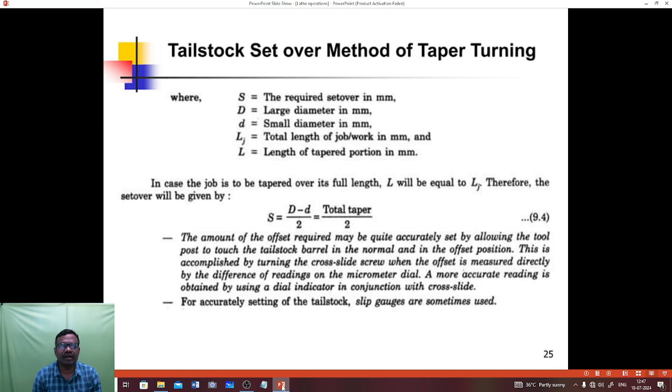The amount of the offset required may be quite accurately set by allowing the tool post to touch the tailstock barrel in the normal and in the offset position. This is accomplished by turning the cross-feed screw when the offset is measured directly by the difference of readings on the micrometer dial. A more accurate reading is obtained by using a dial indicator in conjunction with the cross-feed. For accurately setting of the tailstock, slip gauges are sometimes used.